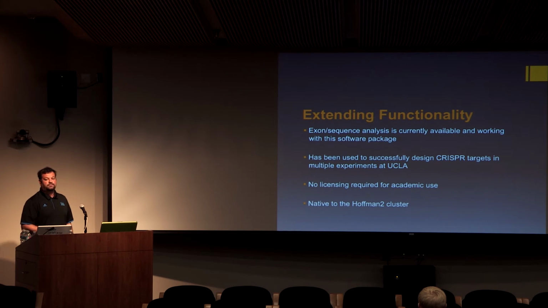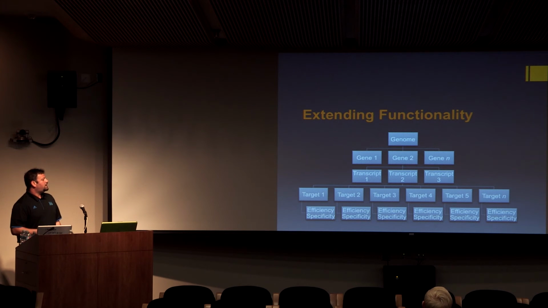So anybody trying to run it on campus should have access to the Hoffman cluster and should be able to run it. And then finally, I'm now working on extending this all the way out to where you can either go by gene or by genome, so targeting every transcript for a gene, or targeting even every gene on a chromosome or every gene in the genome. And essentially, this is just going up by level, but I can parallelize at each level to make it reasonably quick.